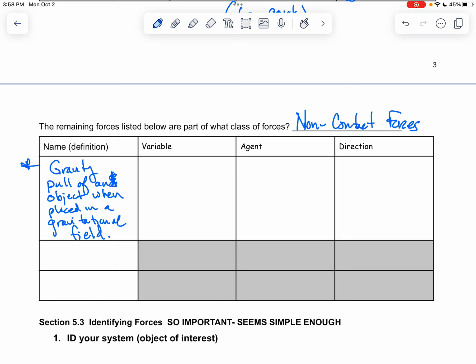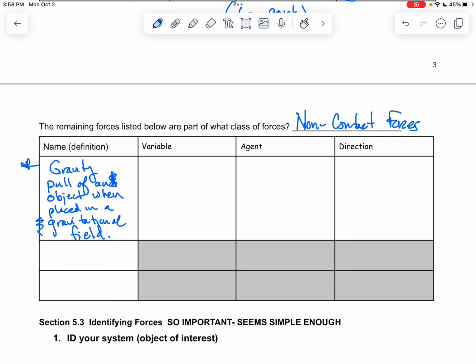And a gravitational field, think of it kind of like a magnetic field. When you have a field around a magnet, and you place something metallic or magnetic near it, it will pull or push away from it. So think of that magnetic field as similar to a gravitational field.